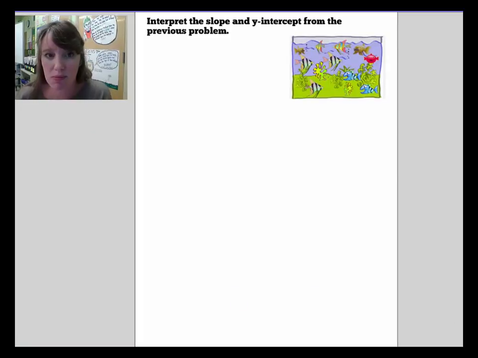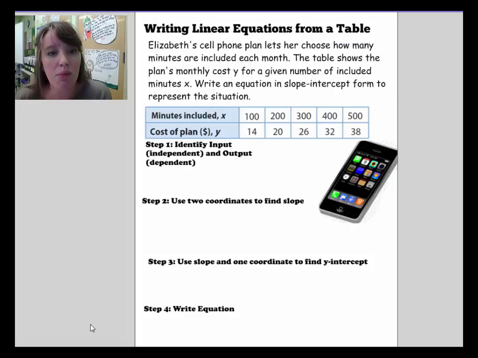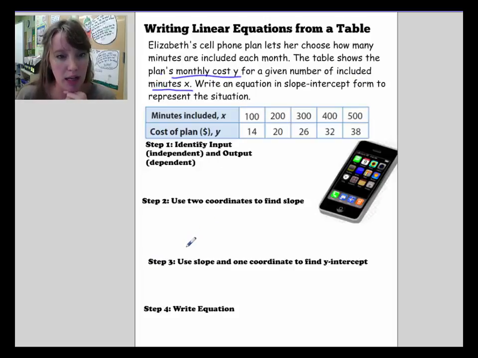Next situation. Writing linear equations from a table. Okay, so let's see. Elizabeth's cell phone plan lets her choose how many minutes are included each month. The table shows the plan's monthly cost y. Okay, that's going to be important. The monthly cost y for a given number of included minutes. So the minutes are x. Write an equation in slope-intercept form to represent the situation.